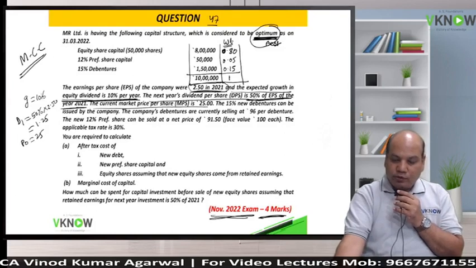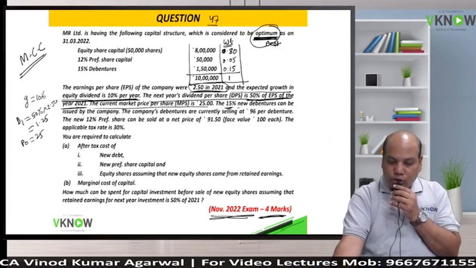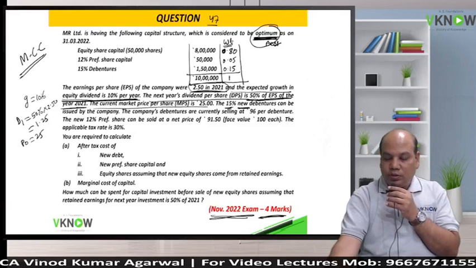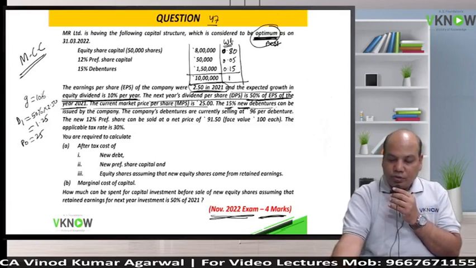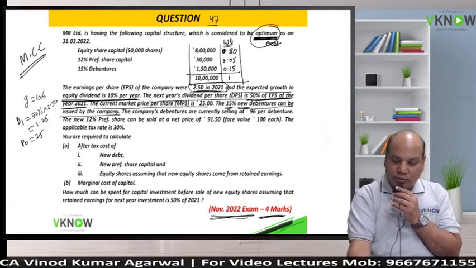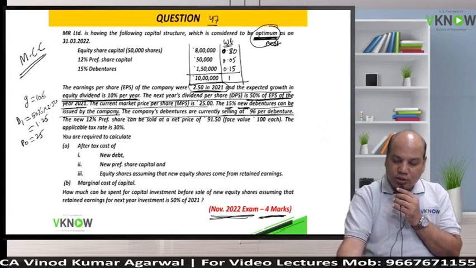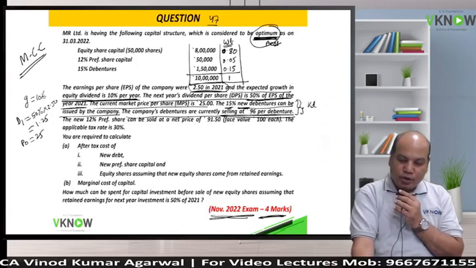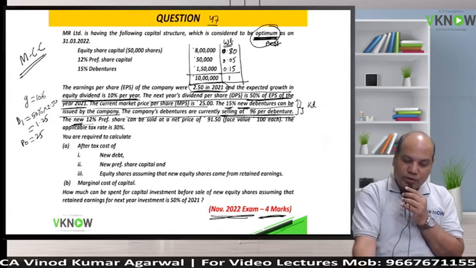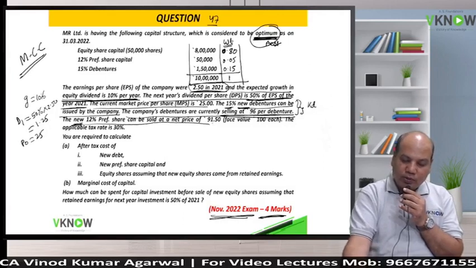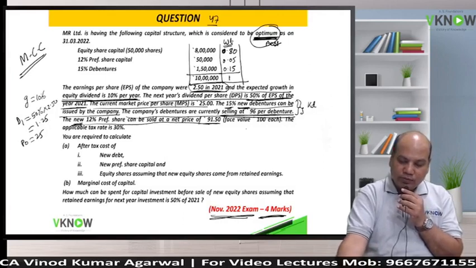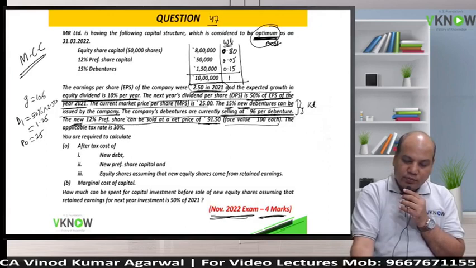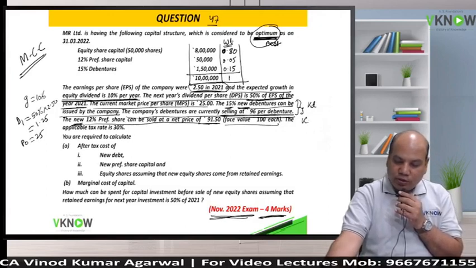Then the problem says 15% new debenture can be issued by the company, so they want to increase their capital. The company's debentures are currently selling at rupees 96. So you can use these two for finding cost of debt. The new 12% preference share can be sold at a net price of 91.50. Face value is 100. So this you can use for finding cost of preference share.